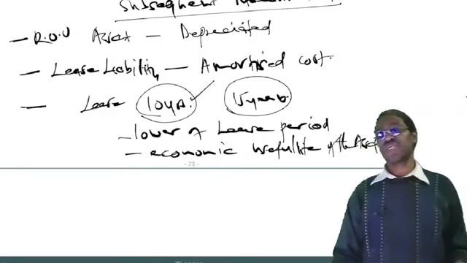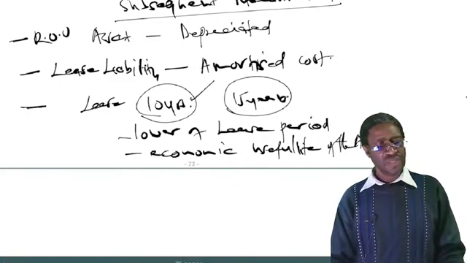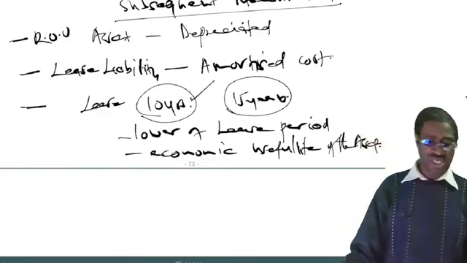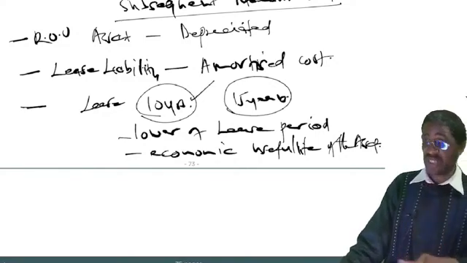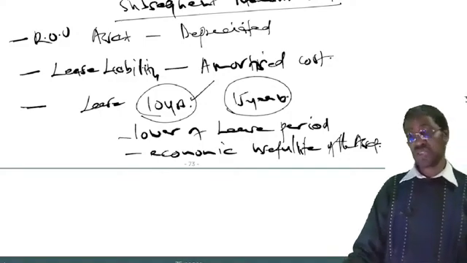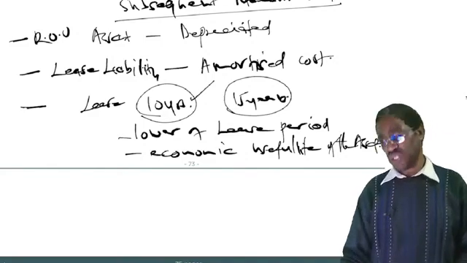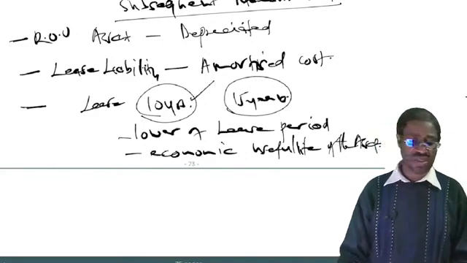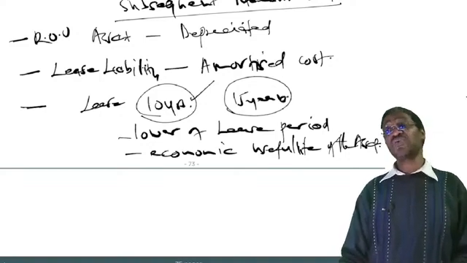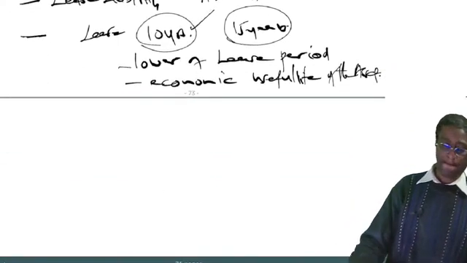You can say, for example, if the lease period is 10 years and the useful life of the asset is 15 years, then the asset should be depreciated over 10 years. Good.